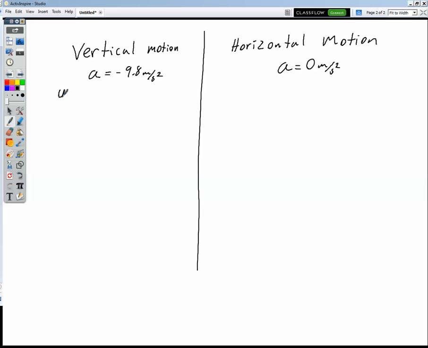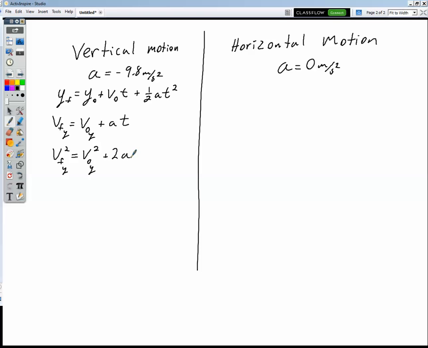So vertically, we know since the acceleration is constant, hey, great, we get to use the kinematic equations. So we've got y final equals y0 plus v0 times t plus 1/2 a t squared. We have v final in the y direction is equal to v initial in the y direction plus acceleration times time. And we have v final squared is equal to v naught squared, and this is both y and y, plus 2 times a times delta y. All right, the acceleration in all three of these equations is going to be negative 9.8.